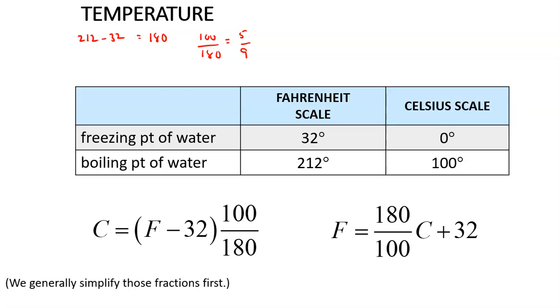The question is, which direction do you want to go in? If you have degrees Fahrenheit, the degrees Celsius are going to be less. If you have degrees Celsius, there are going to be more degrees Fahrenheit. So to go from Celsius to Fahrenheit, you would multiply by a number that's bigger than 1. To go the other direction, you would multiply by something that's smaller than 1.